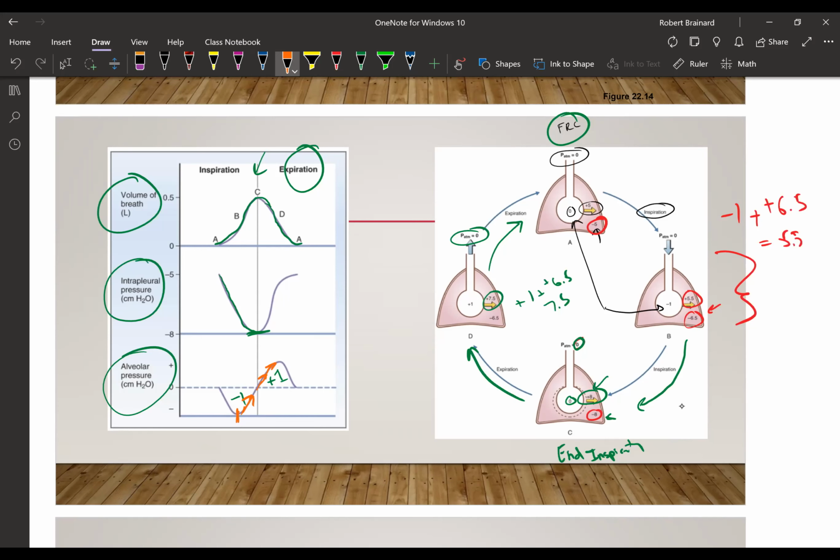And then you could do the same thing from mid-expiration to end of expiration. Is alveolar pressure increasing or decreasing? The answer is that alveolar pressure is decreasing as you move from mid-expiration to end expiration. Alveolar pressure is decreasing because it's re-equalizing. That pressure gradient is diminishing and going towards zero, because you're moving air in and it's equalizing the pressure. Does that make sense?